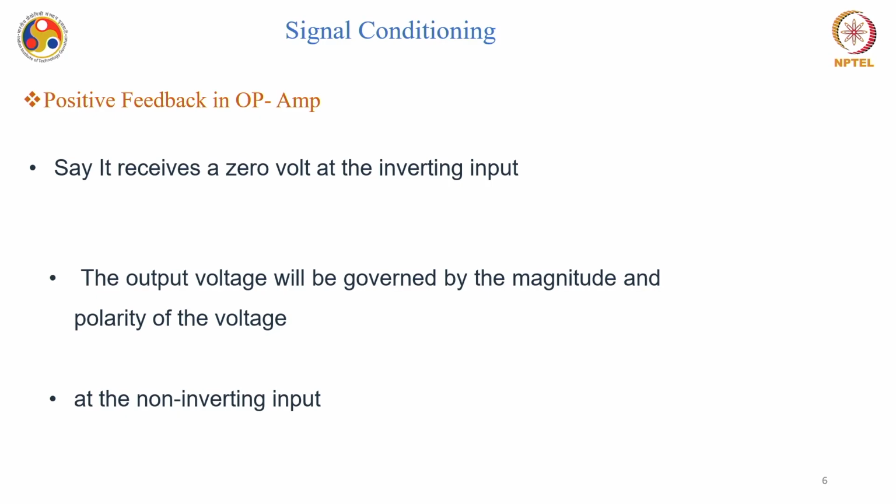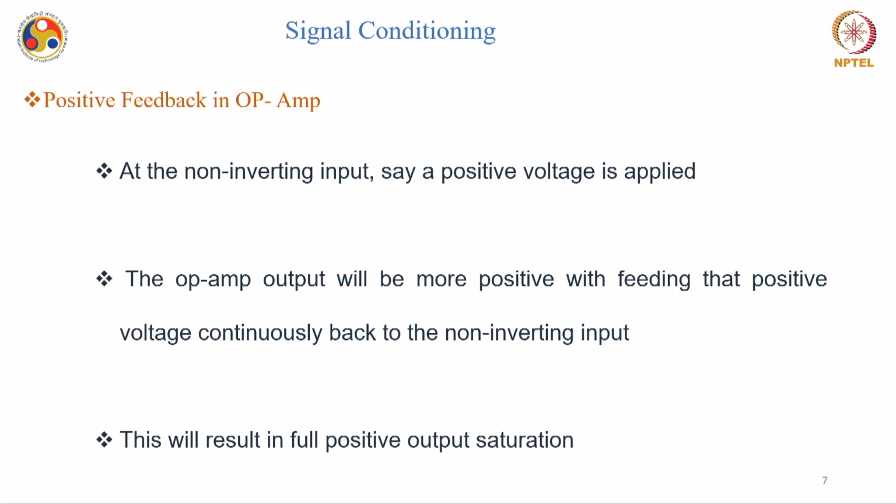Now say it receives 0 volt at the inverting input. The output voltage will be governed now by the magnitude and polarity of the voltage at the non-inverting input. Now say at the non-inverting input a positive voltage is applied. The op-amp output now will be more positive, and this will continuously feed back again to the non-inverting input. So the feedback itself also is a positive voltage because the output is changing in the positive direction. This will result in a full positive output saturation. If you remember, we have seen the saturation and the linear region of operation in our op-amp. So now it will be in the positive output saturation.